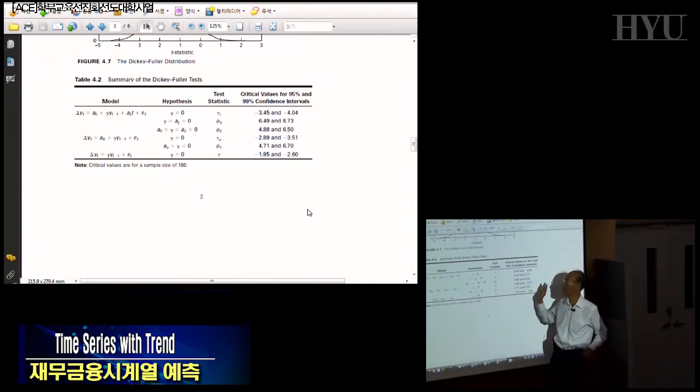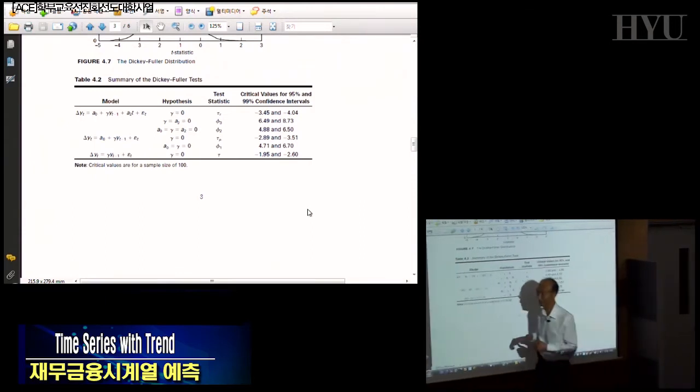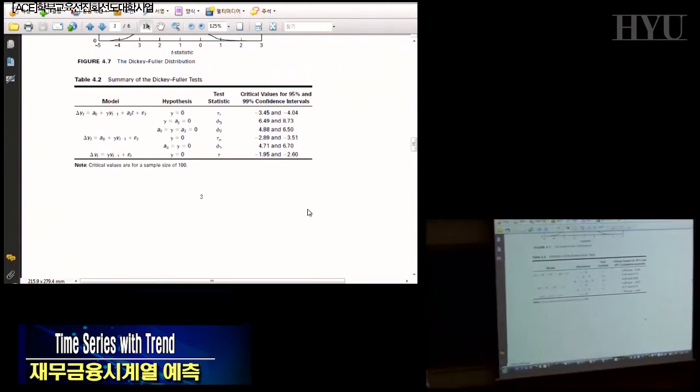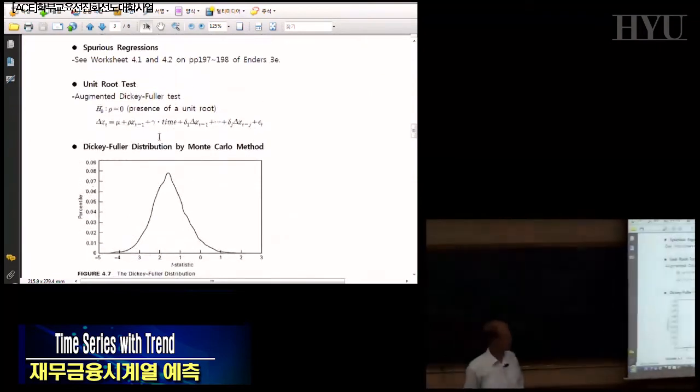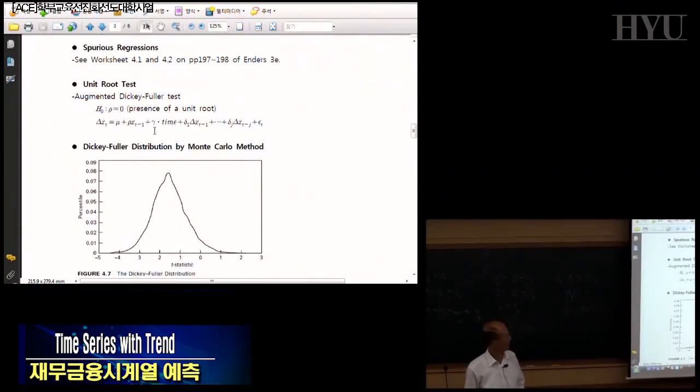If you happen to face this kind of more serious test situation, you can refer to this. But in our case, just remembering this one is okay: testing whether this one is 0 or not.